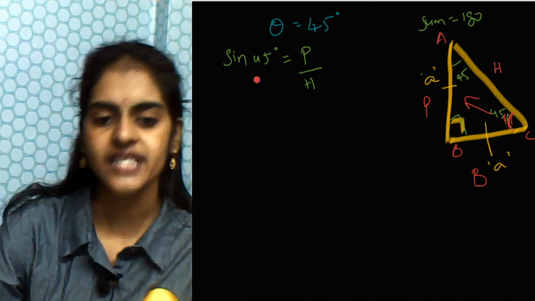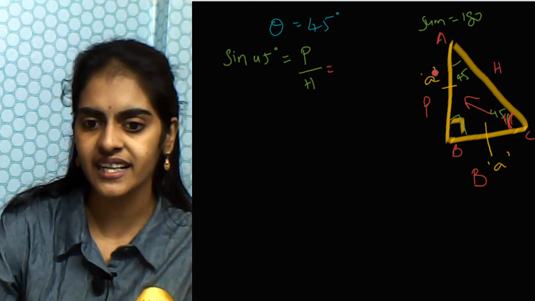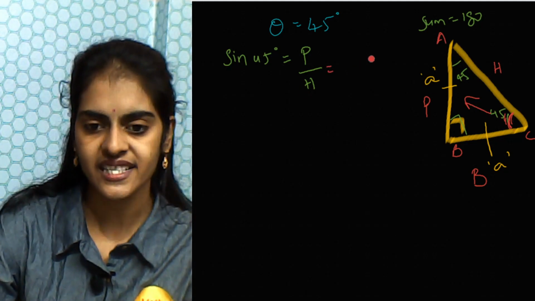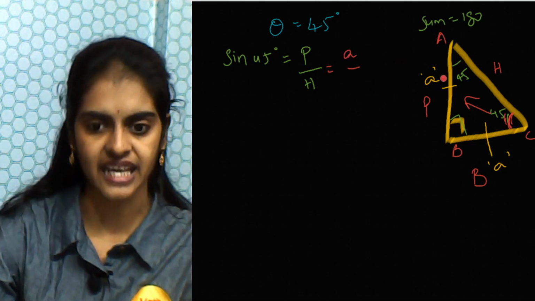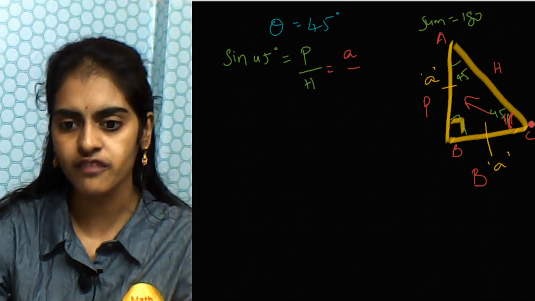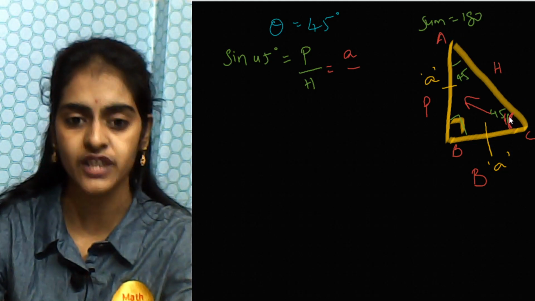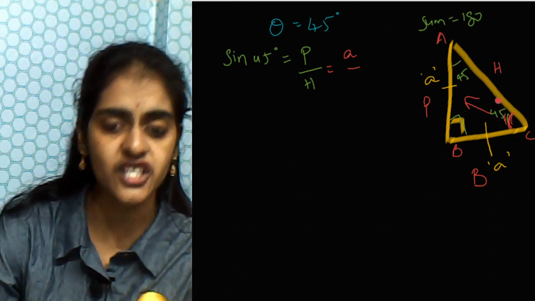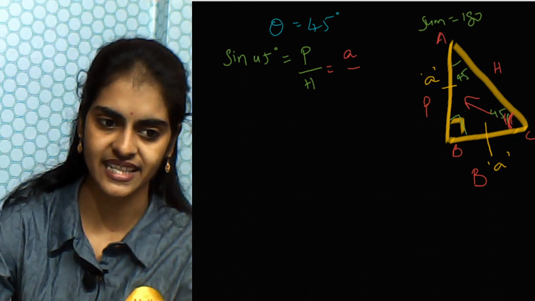Clear? So sine is nothing but perpendicular by hypotenuse. So what is the perpendicular side? It is AB, isn't it? So what is the value of AB? AB is nothing but A, you have taken. Yes. What is the value of H? H you don't know. So firstly let us find out what this hypotenuse is. By using which theorem will you find the value of the hypotenuse? By using Pythagoras theorem, right?